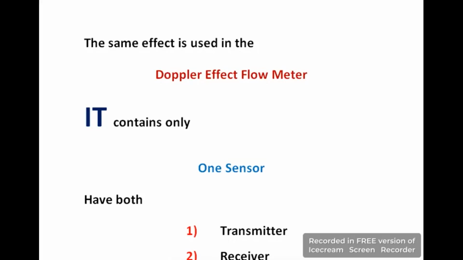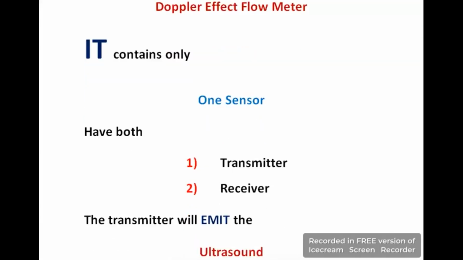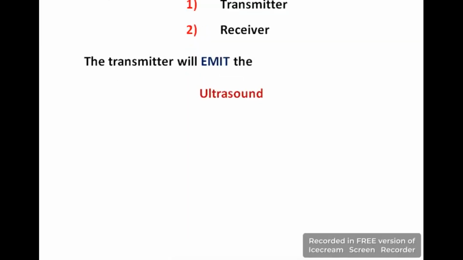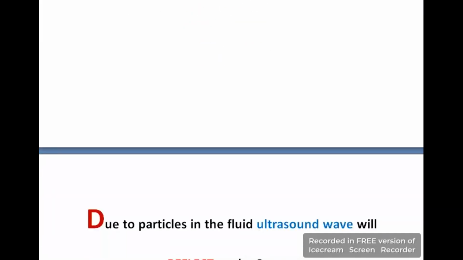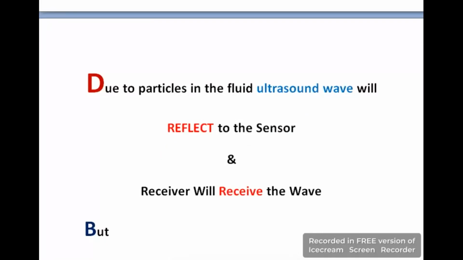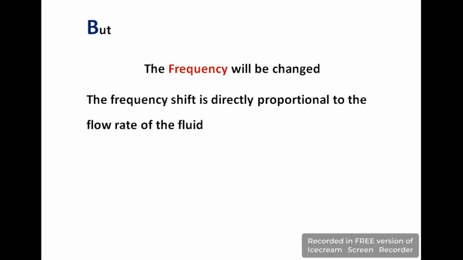This flow meter contains one sensor, which has both a transmitter and a receiver. The transmitter will emit the ultrasound waves. As you know, the fluid flowing in the pipe will have particles. So these waves will reflect off the particles which are present in the flowing fluid. After reflecting, these waves will move towards the receiver, and the receiver will receive these waves. But the frequency will be changed. The frequency shift is directly proportional to the flow rate of the fluid.